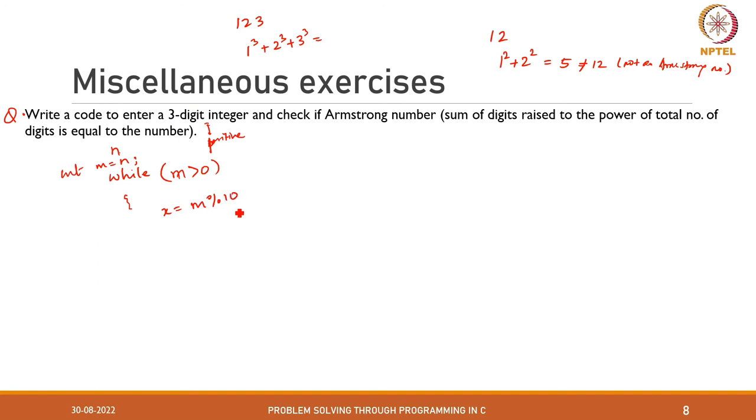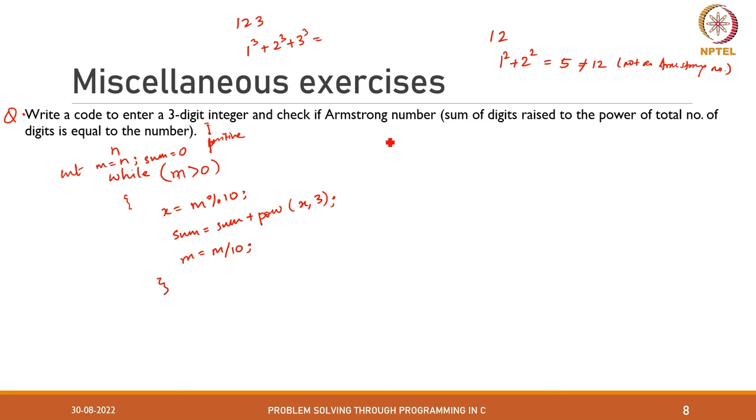To get the last digit, we'll divide it by 10 and see the remainder. So 123 when divided by 10, you'll have the number 3. Then I have a sum variable which I have initialized to 0, and we will do sum is equal to sum plus, you can use the power function if you want, x comma 3, or you can just multiply x into x into x, thrice. Then we will do m is equal to m by 10. So this is our code.